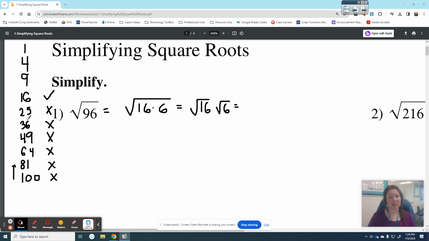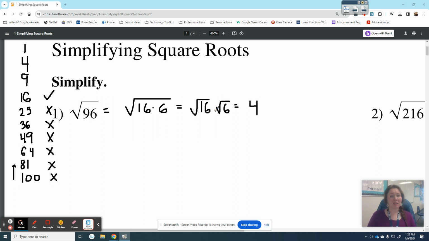Remember, this list off to the side is a list of perfect squares, which means the number that is on this list is the number that is the perfect square root. So I can take the square root of 16. If you don't know it off the top of your head, you can type it in the calculator. The square root of 16 is 4.